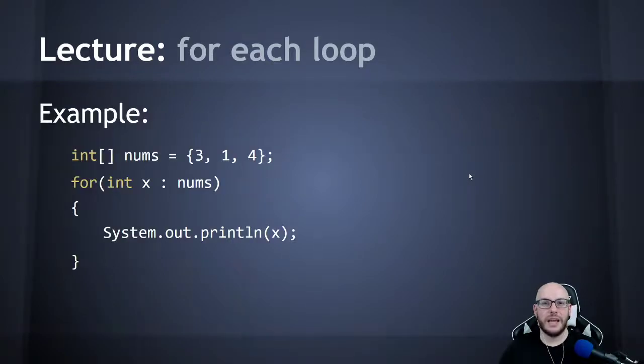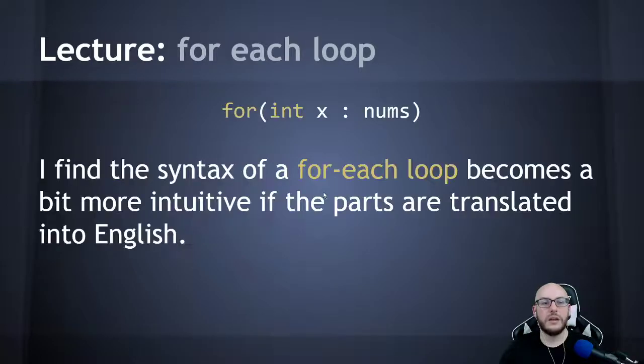What? That probably didn't make any sense to you. I don't blame you. I find the best way to learn it is by example. So we have nums, and we're using an initializer list in order to give the values 3, 1, 4. We are saying for each integer, which we will refer to as x, in nums, print x.